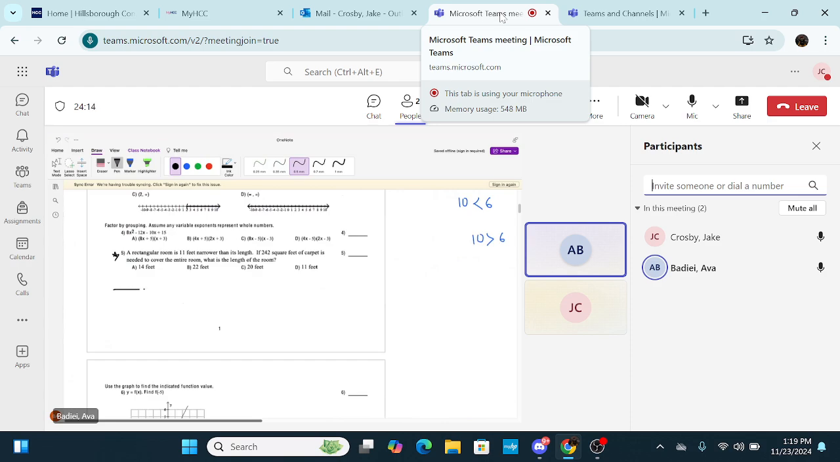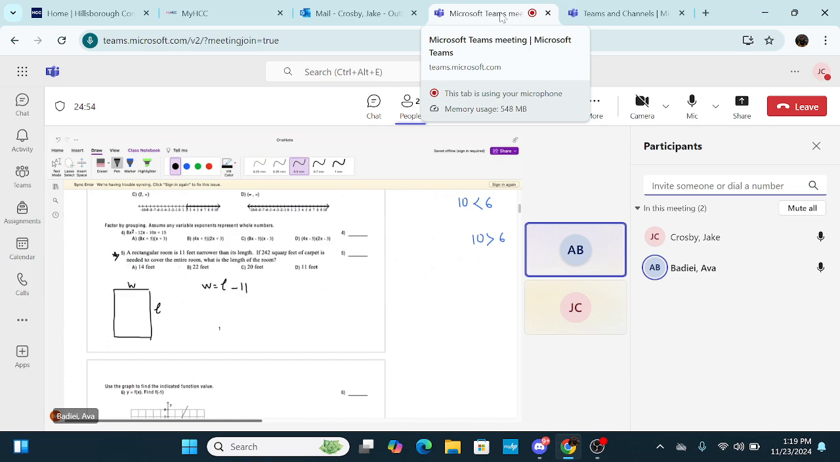So the diagram is supposed to be a rectangle. It's 11 feet narrower than its length. So basically, when it says narrower, we are talking about width and then length. So I'm going to call the width just W, L for the length. 11 feet narrower than length means W is supposed to be length minus 11. This is how we translate this into a math equation.